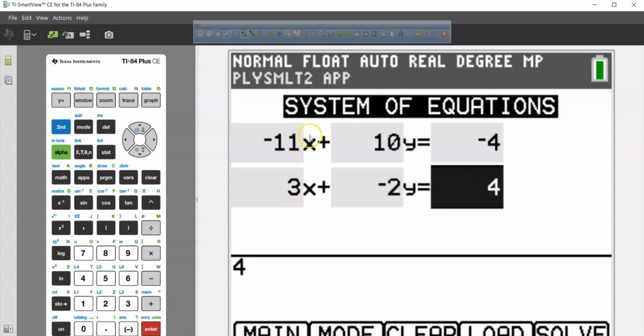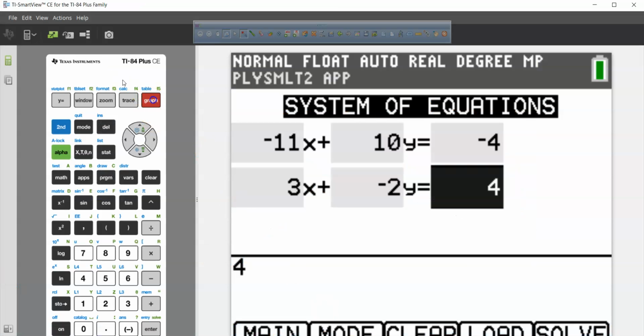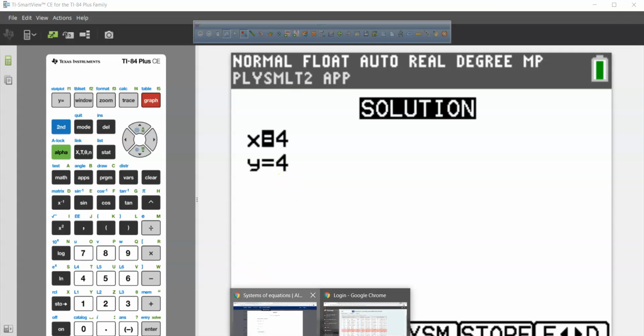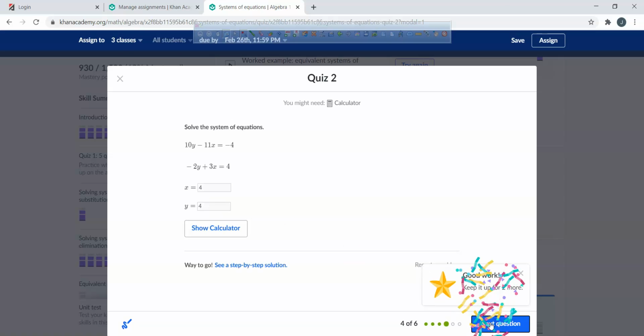Do you guys see how here it has the x's? So you have to put the x's with the x's, the y's with the y's, and the constant with the constant. So what did we have to do on this equation? We had to rearrange it in order for it to work. All right. So then once we do that, if we hit solve, what does it say? A 4 and a 4. So that makes it a lot easier for us to just type it in, 4 and 4.